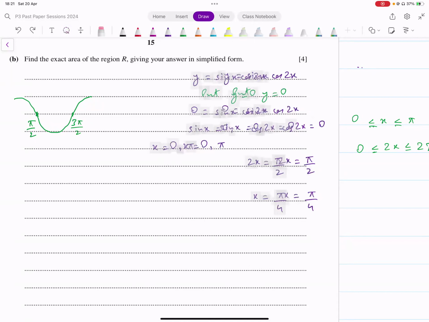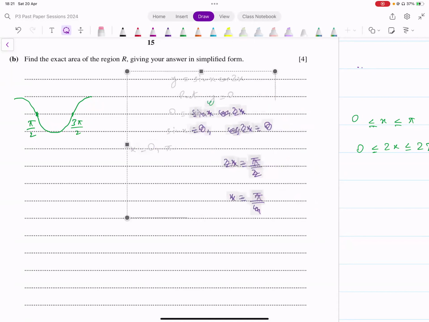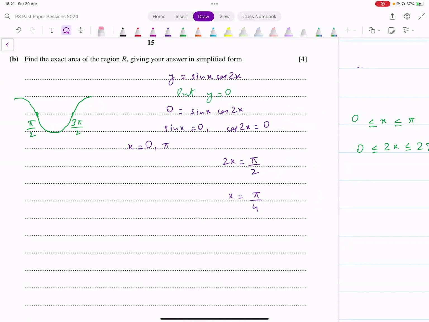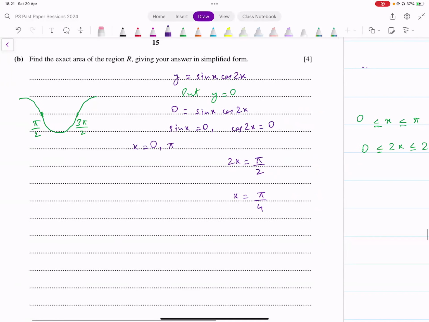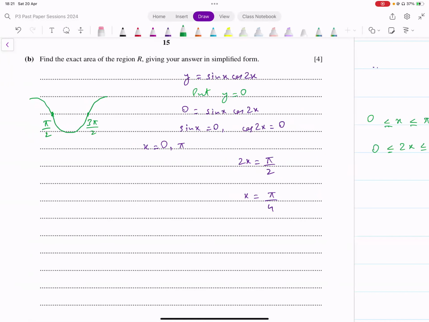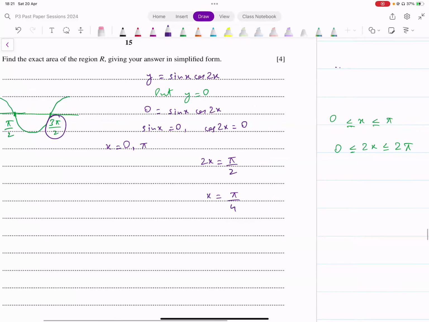Let me make some space here. Okay, let me repeat now. Cos starts at 1 when x is 0. And then at pi over 2, it becomes 0. So that's one value that we're getting. But it becomes 0 again at 3 pi over 2.